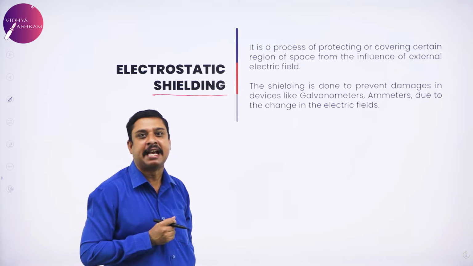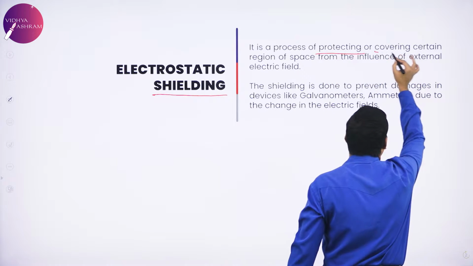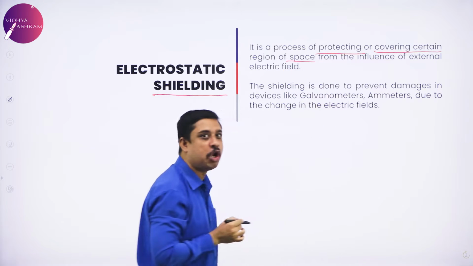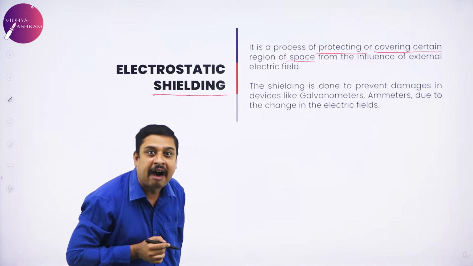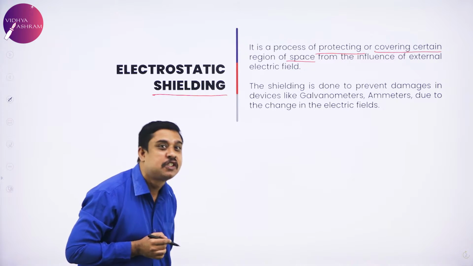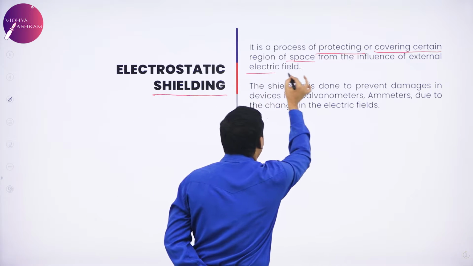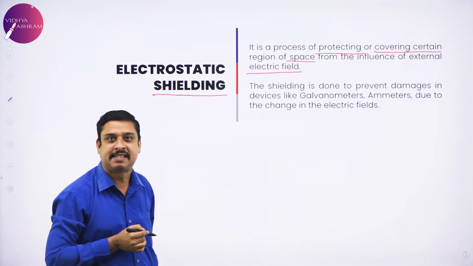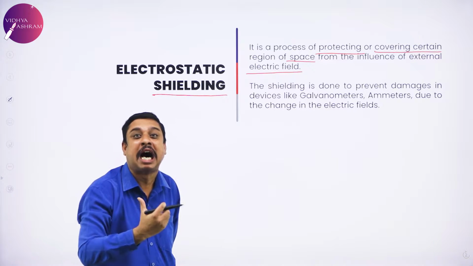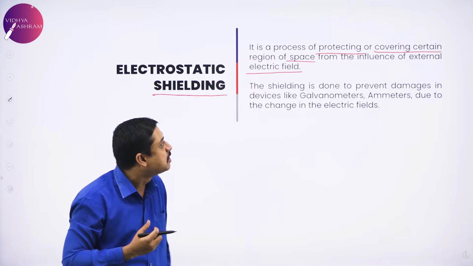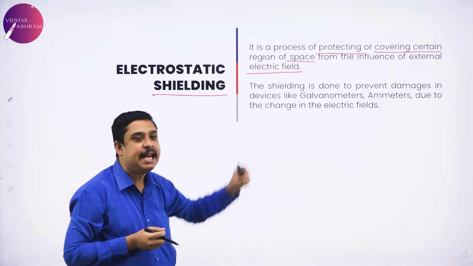The textual definition says it is a process of protecting or covering certain region of space from the influence, from the impact of external strong electric fields. We are protecting certain region of space. We are covering certain region of space from the influence, from the disasters of external electric field.